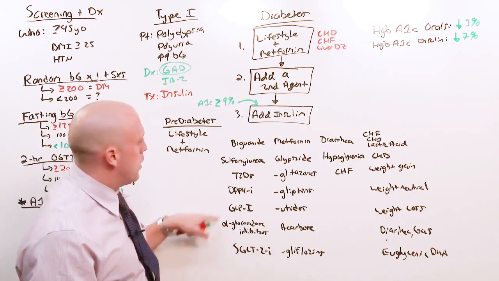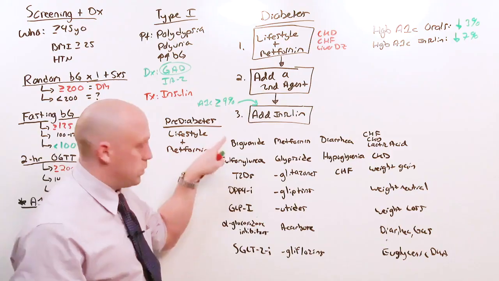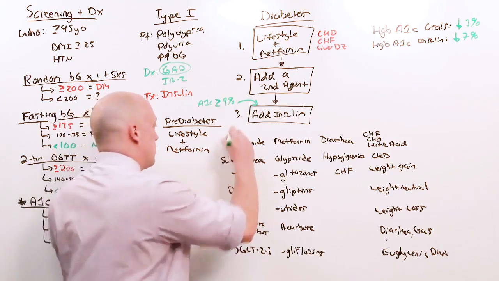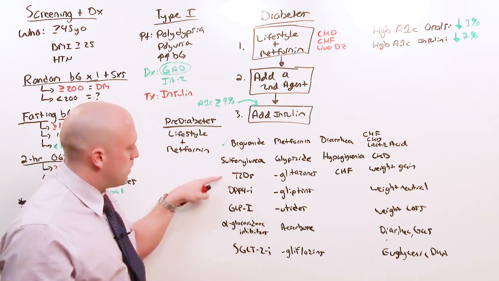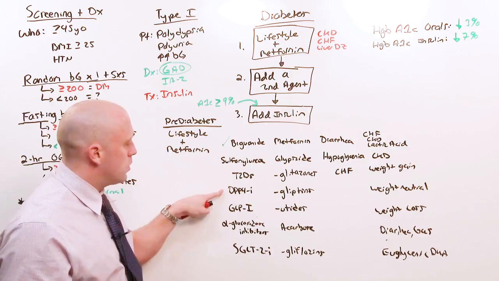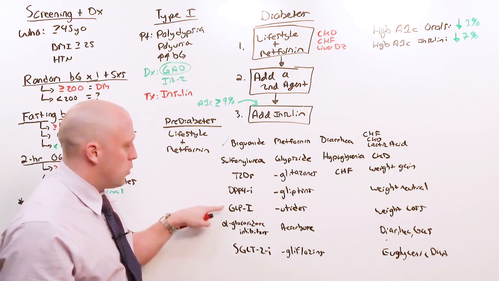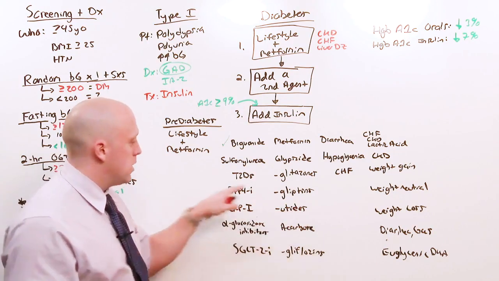So really what you want to pick from is the metformin. Always use it, unless you can't. Sulfonylureas, be careful of hypoglycemia. And then pick one of the TZDs, DPP4s, or the GLP-1s. GLP-1s are injectables. They cause weight loss.